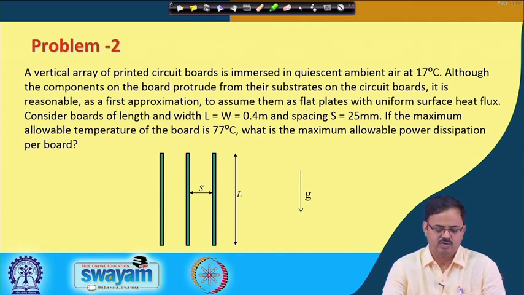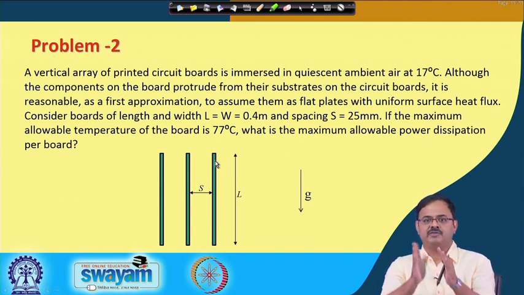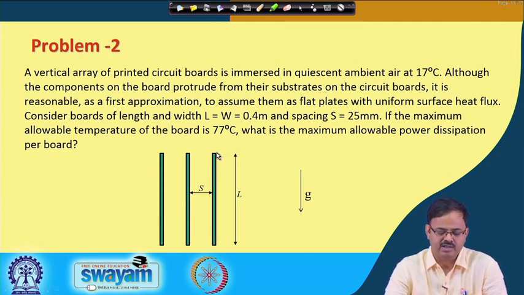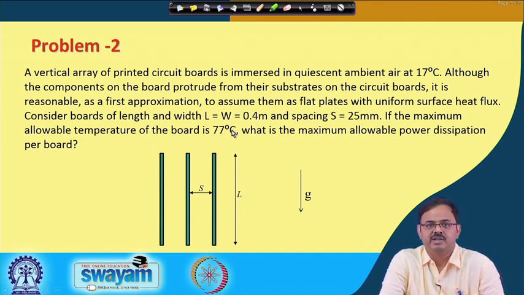Fair enough. So, we have seen that on the circuit board components are placed, but we will neglect those and assume these to be flat surfaces with uniform surface heat flux. Now, consider the boards of length and width L and W. L is given and W is in the third direction, which is not shown here, and spacing S is 25 mm. If the maximum allowable temperature of the board is 77 degrees, what is the maximum allowable power dissipation per board?